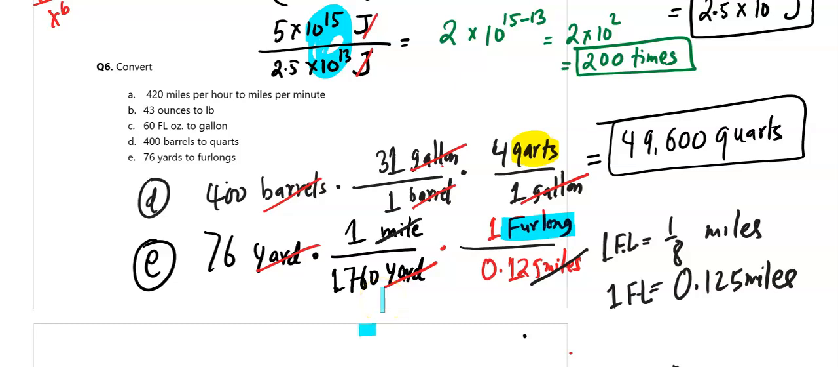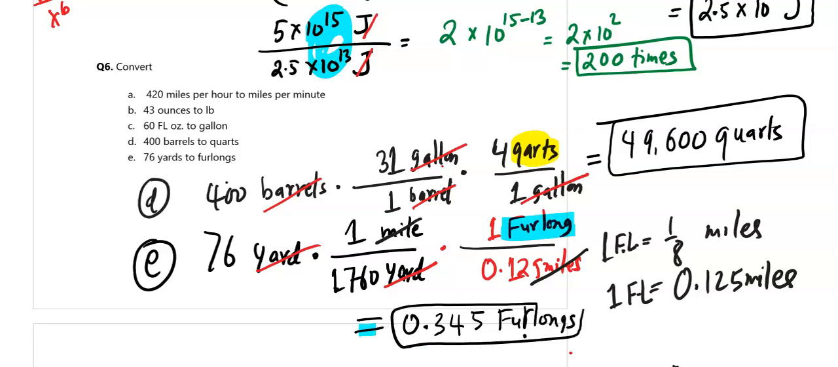That gives you all together, when you simplify, 0.345 furlong. Because see, that's the unit left in the equation, so that's the final answer unit: furlongs, and 0.345 furlong.